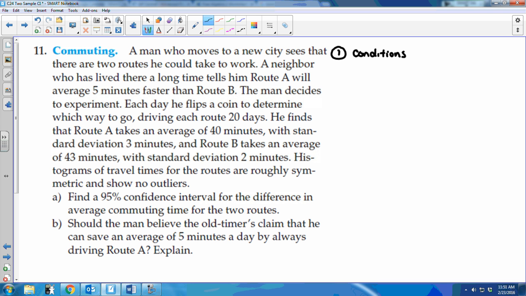All right, so done the conditions. The next part's the mechanics. Now, again, we're going to use our calculator, but that does not excuse you from setting up the question. You still need to write down in the formula what it's going to look like. I'm saying this for a reason.